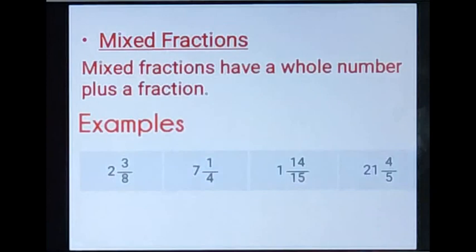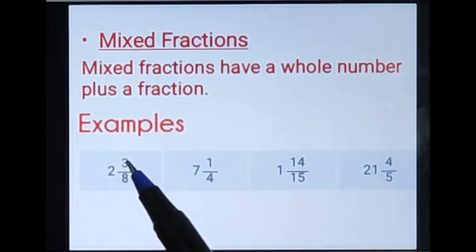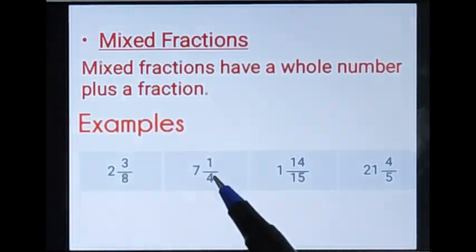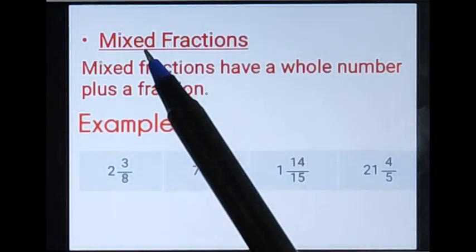The next fraction, the important one, in which most students face a problem, is the mixed fraction. You have seen numbers like this. How to pronounce this? 2 whole 3/8. 2 whole, this is a whole number. 2 whole 3/8. 7 whole 1/4. 1 whole 14/15. 21 whole 4/5. If you get this type of number, then we will consider that fraction as a mixed fraction.